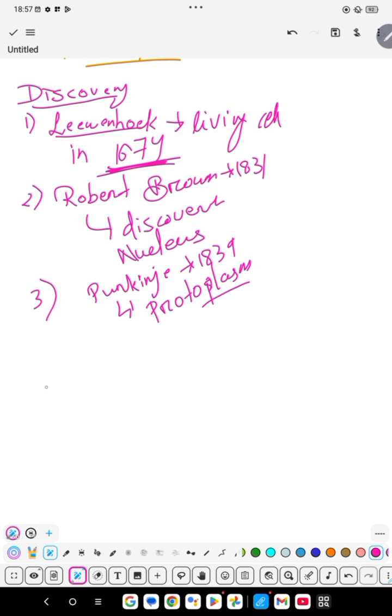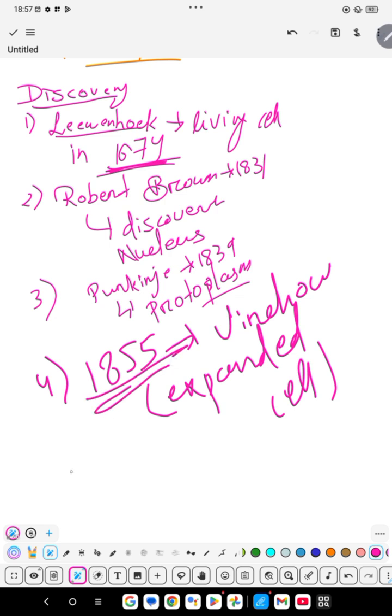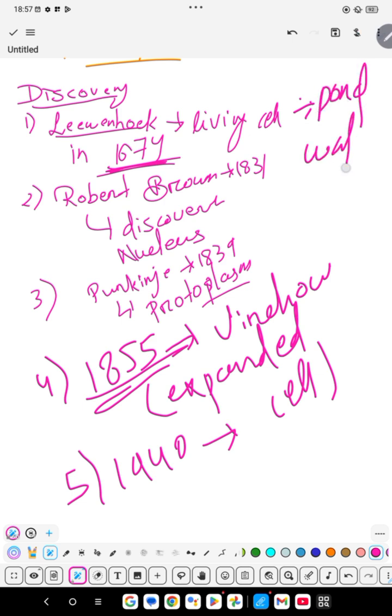Then in 1855, Virchow is a scientist who expanded the cell theory, or he introduced a new addition, so the cell theory was changed again in 1855. And as I told you, in 1940 the electron microscope was discovered. Here something I will tell you: what is cell theory. Let me explain cell theory.